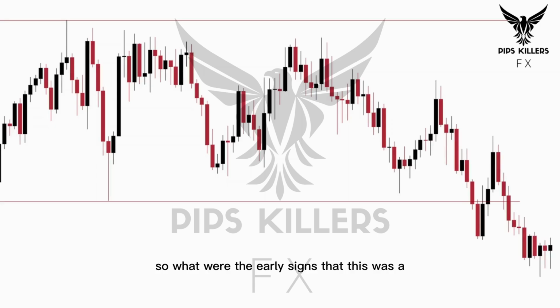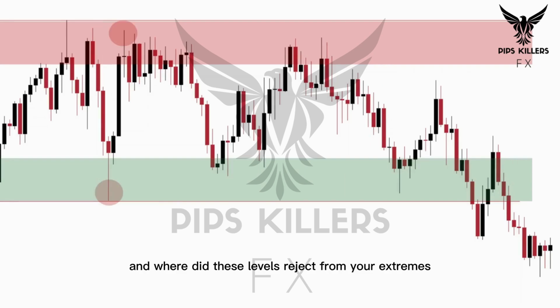So what were the early signs that this was a consolidation? Look at your initial two swings and look at the first rejection from your extremes. It should be here and here. And where did these levels reject from? Your extremes. As you can see, once the consolidation was established, price continued to bounce off these levels multiple times until price decided to break out in a specific direction.